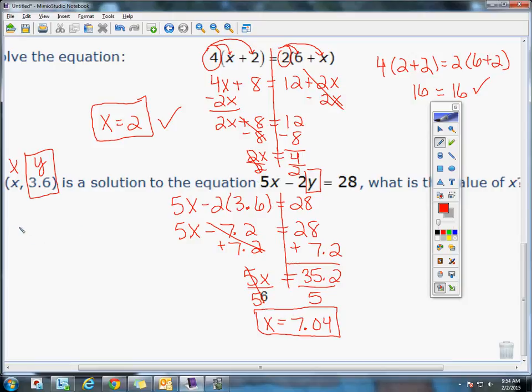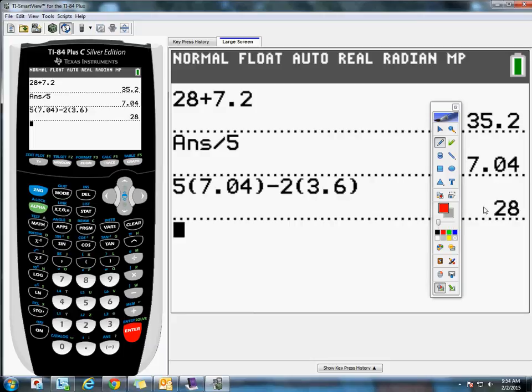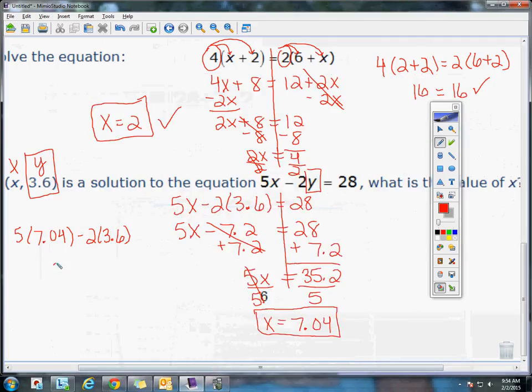Plug it back in. So we have 5 times x. Well, we just figured out x is 7.04, minus 2 times y. My y is 3.6. And that should come out to 28. So I'm going to type this into my calculator. 5 parentheses 7.04 minus 2 parentheses 3.6. And if it comes out to 28, I'm correct. If not, I did something wrong. When I hit enter, it does come out to 28. So since 28 is equal to 28 is true, then we know that our answer here is correct.